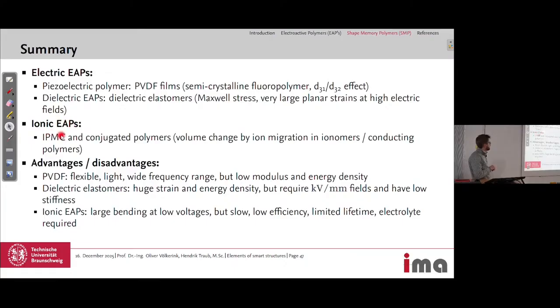Then we have the ionic EAPs with the ionic polymer metal composites and the conjugated polymers, the two types, where we change the volume by ion migration, and then we can build actuators from it, like bending actuators or the hand we saw in the video.